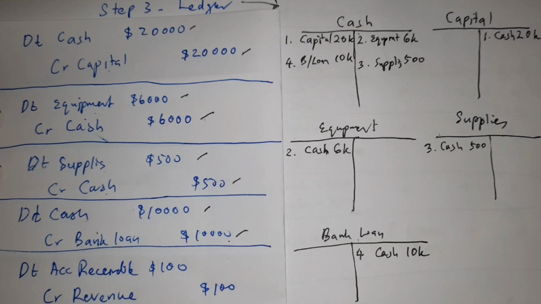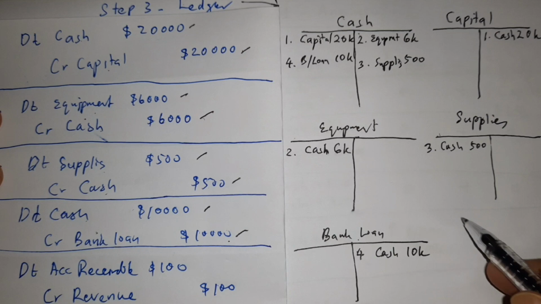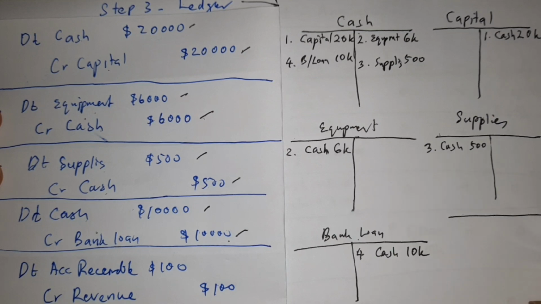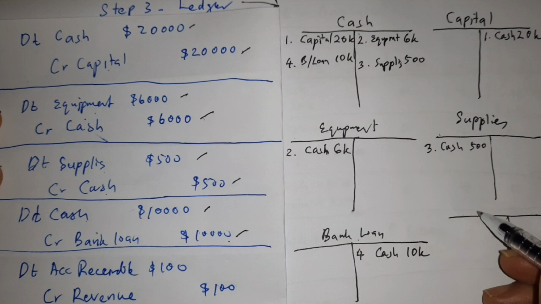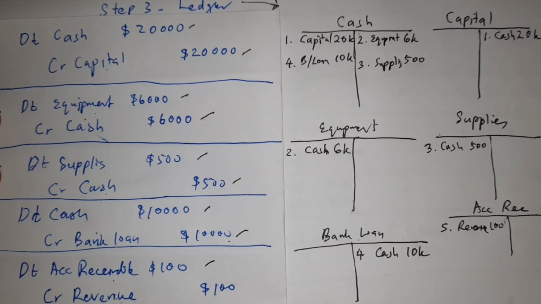And then you have to do number 5. Journal entry number 5. Debit account receivable. There is no account receivable yet, so you create an account for that. Account receivable is an asset. So you debit account receivable 100. You write the date, 5. The amount is 100. Refer to account revenue. You write here revenue. Okay. And then the last one is credit revenue 100. There is no account for revenue yet, so you create an account for revenue.